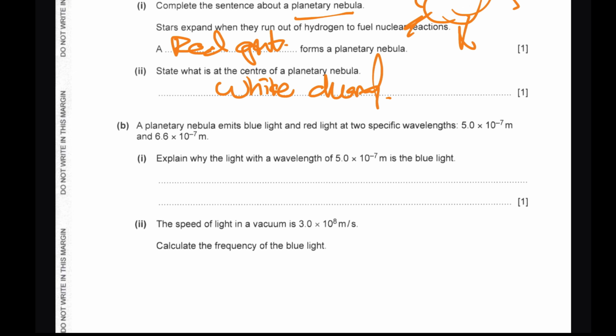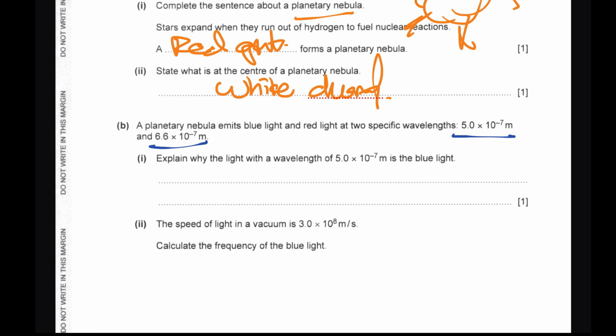A planetary nebula emits blue light and red light of two specific wavelengths, 5.0 times 10 to the minus 7 and 6.6 times 10 to the minus 7 meters. Explain why the light with wavelength 5.0 times 10 to the minus 7 is the blue light. Because blue light has a shorter wavelength than red light.